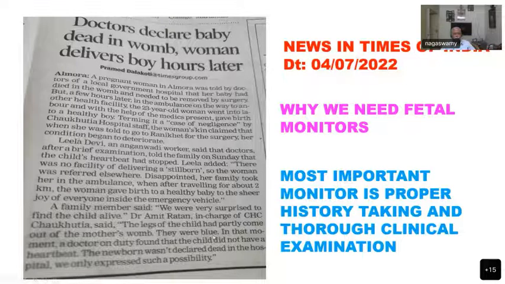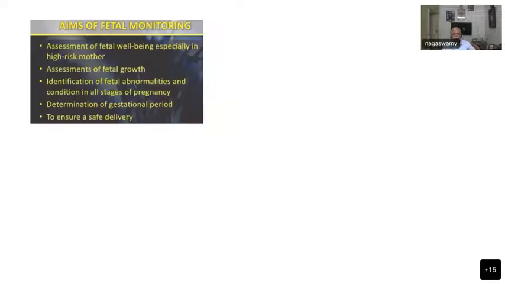They were blue. In that moment, a doctor on duty found that the child did not have a heartbeat. The newborn was not declared dead in the hospital; we only expressed such a possibility. So they have tried to escape the blame by saying this. This news item in this modern day indicates that we have to monitor the babies very carefully.